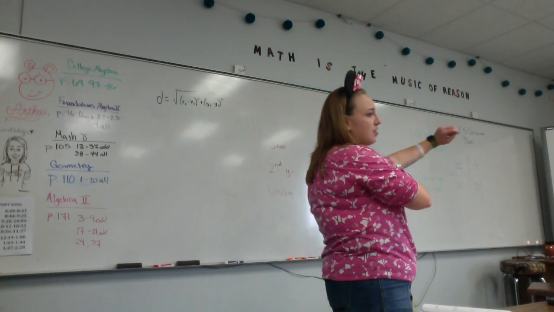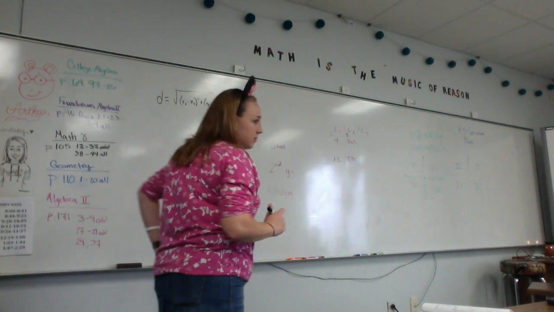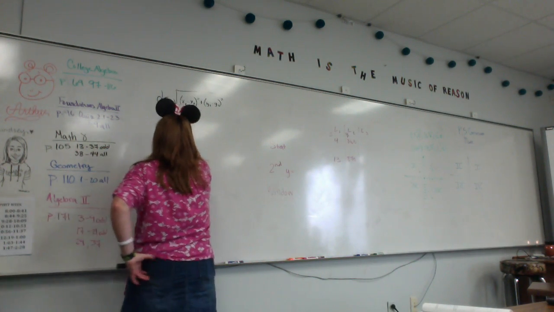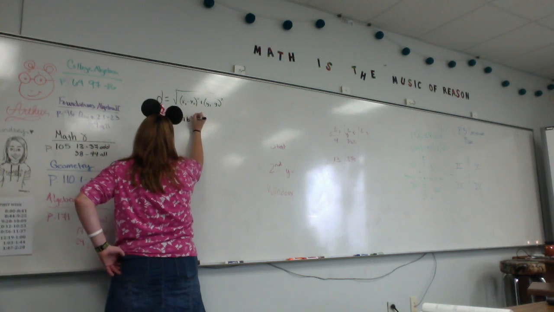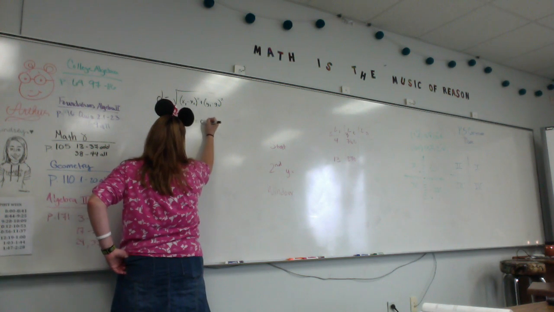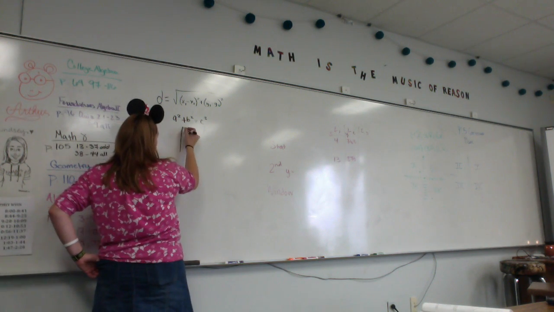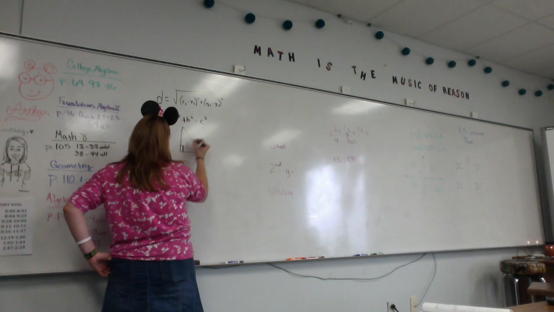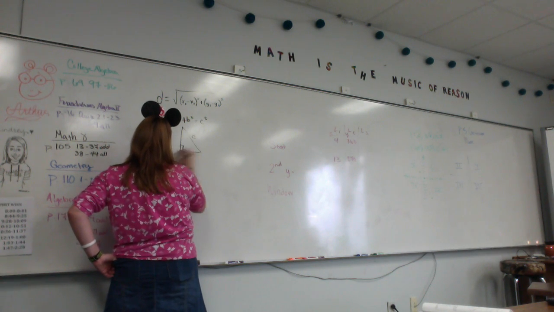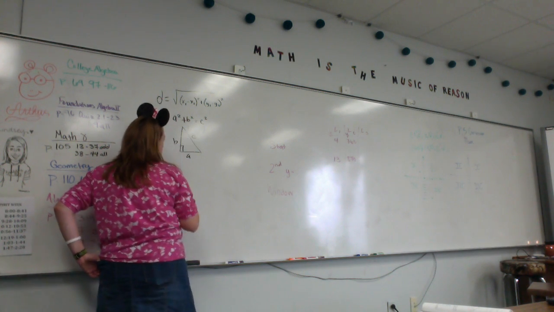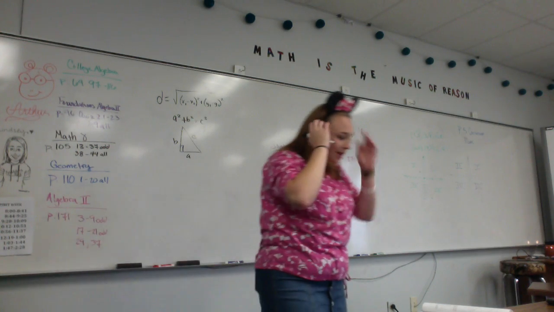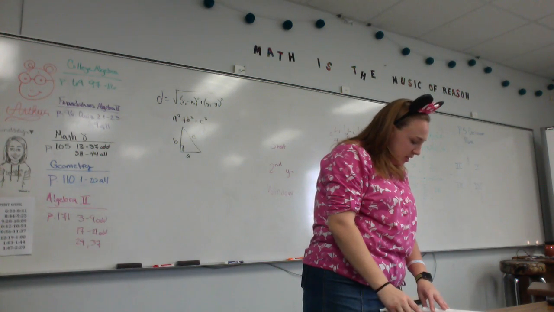We also need to know the Pythagorean theorem. What is the Pythagorean theorem? A squared plus B squared equals C squared, where the C squared is always what part of my triangle? The longest, the hypotenuse. So if I have this triangle like this, my C squared is always here, and then my A and B are whatever sides. It doesn't really matter. So you're going to need to know how to do that.